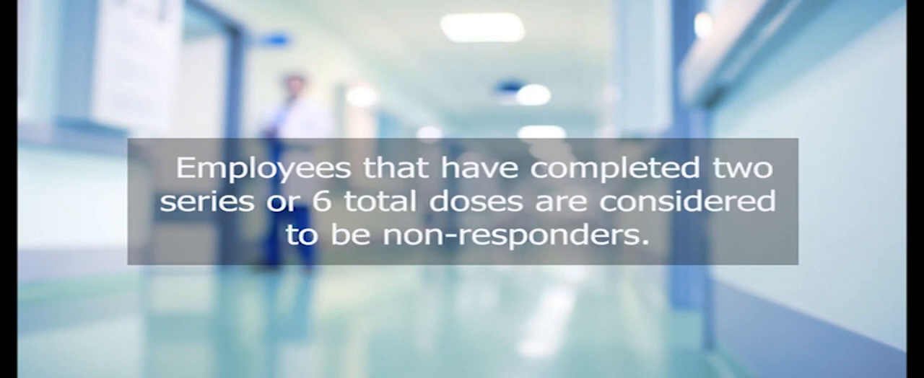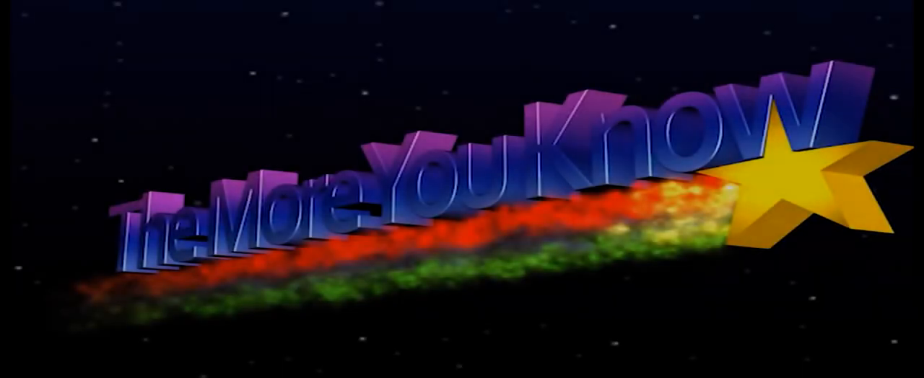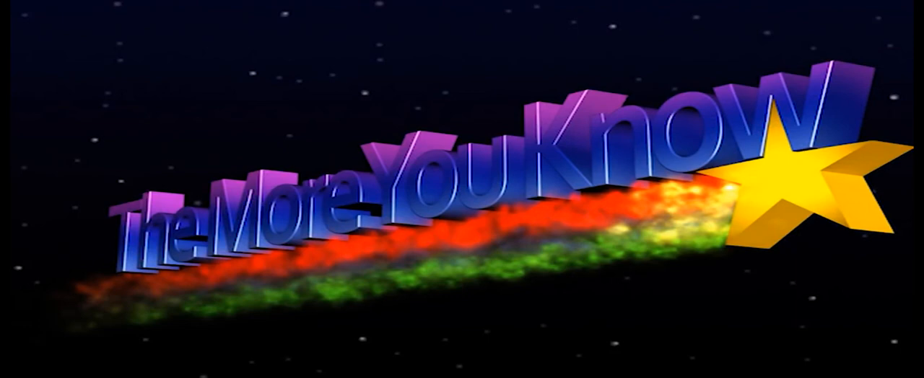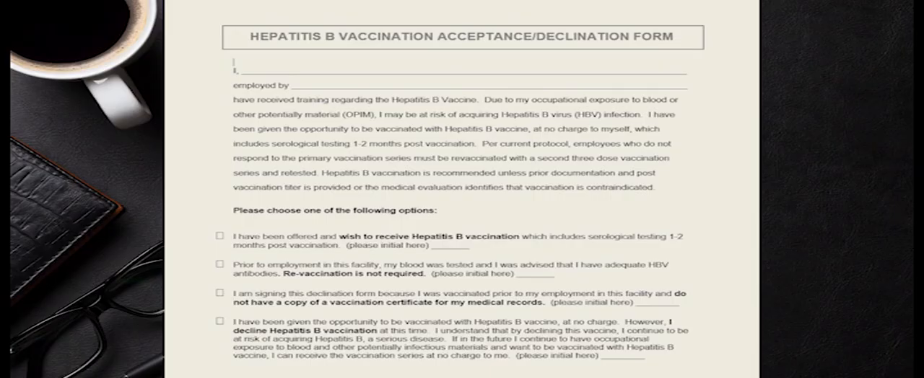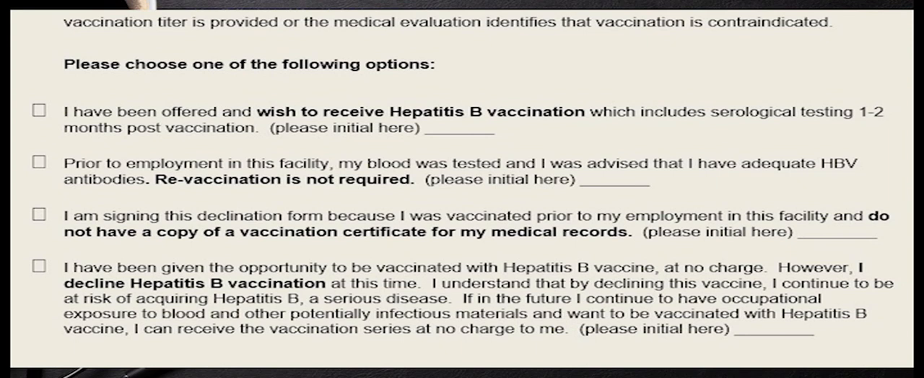The CDC only recommends a total of 6 doses or completing the vaccination series twice. If you still don't develop antibodies, you know that you're a non-responder and don't have immunity. Since your employer has an obligation to provide this vaccination, they might ask you to bring a copy of your vaccination record or sign the Hepatitis B Vaccination Acceptance Declination Form. This form allows you to declare and sign that you've been vaccinated, but without providing a vaccine record. Some records, like military and school vaccines, can be difficult to track down at the time of hire.